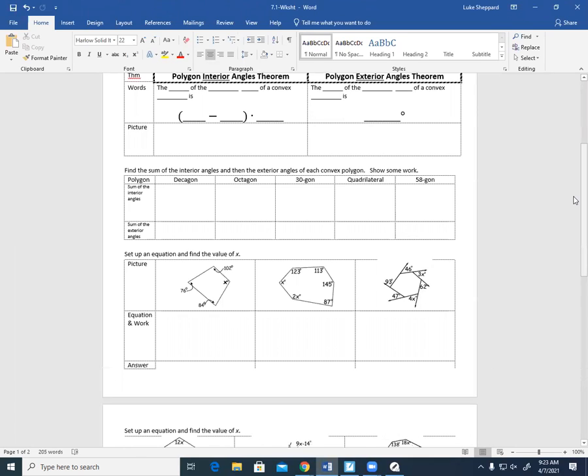This I'm going to leave for you guys because you can do this. The only thing I want you to know is that a decagon has 10 sides. So I want you guys to try this right now. A decagon has 10 sides, an octagon has 8, a 30-gon, that's what n-gon looks like, has 30 sides, a quadrilateral has 4, and a 58-gon has 58. Figure out the number of degrees on the inside of the figure, and figure out the number of degrees on the outside of the figure. Every one of these should be a relatively quick calculation if you've got your calculator.